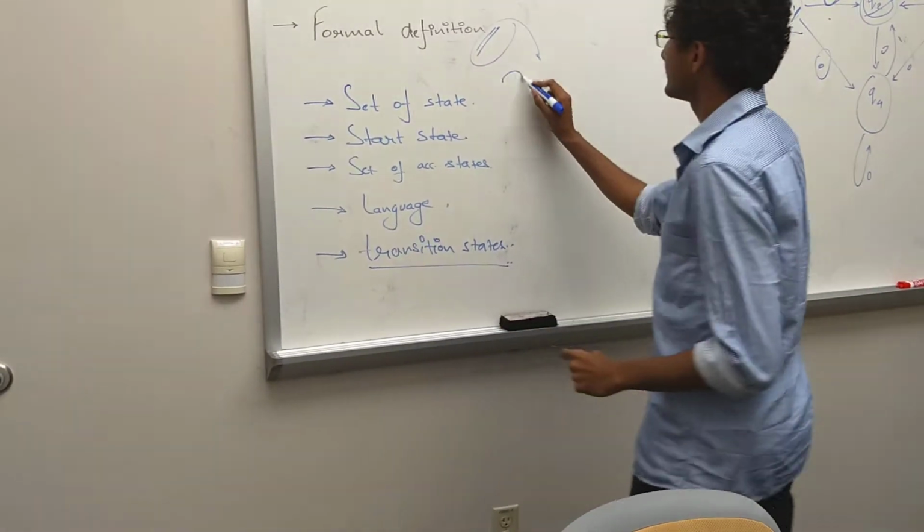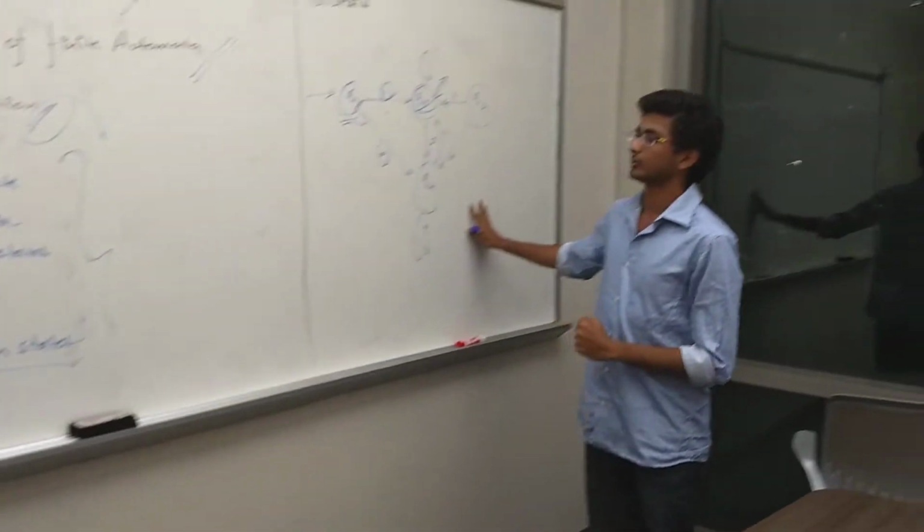So these are the 5 things that uniquely define a finite automata.